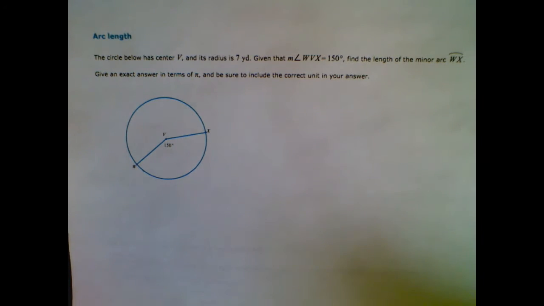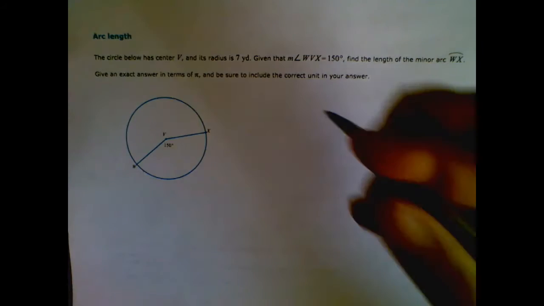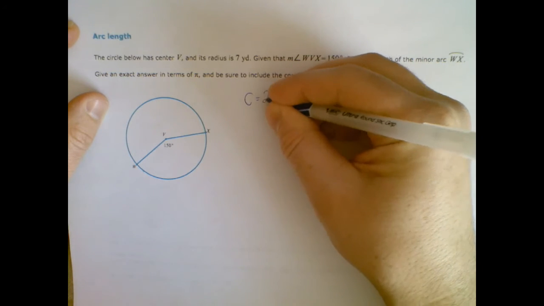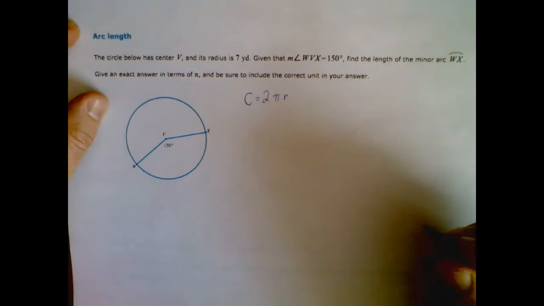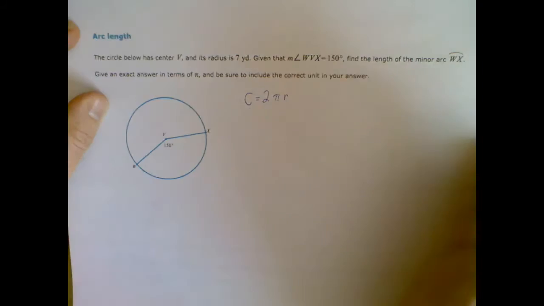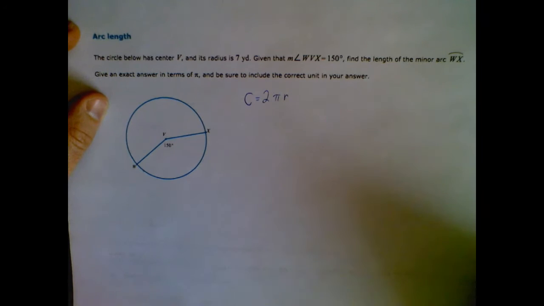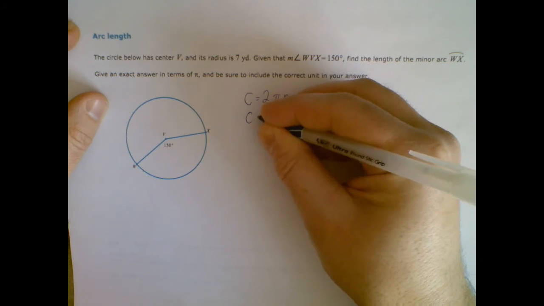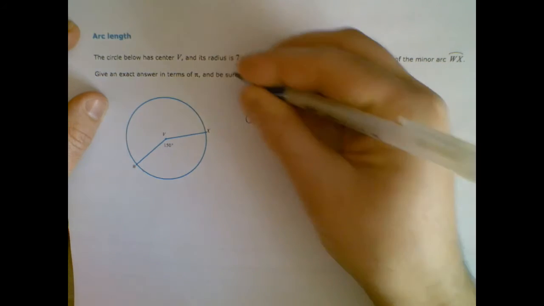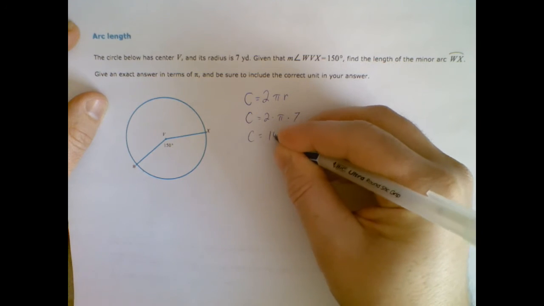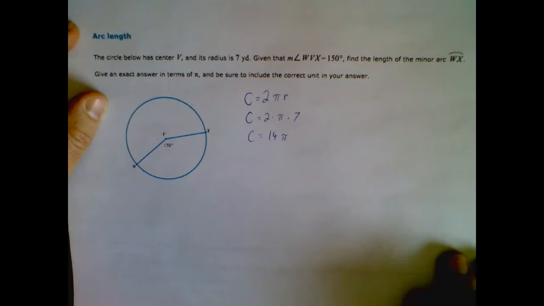So first things first, let's find the circumference of this circle. The circumference of a circle is going to be 2 pi r. This circle in particular has a radius of 7 yards. Make sure we file that unit away so we can use it at the end to label it correctly. So our circumference here is going to be 2 times pi times 7 for our radius. We're going to leave that pi in here, so we're going to call the circumference 14 pi.